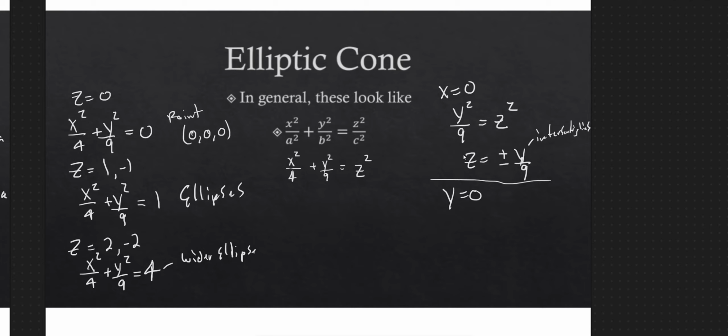That is the idea. So here we'll get x squared over 4 equal to z squared. I'll get a similar effect. z is equal to plus or minus 1/4 x. And again, that's intersecting lines. So instead of hyperbolas, we're getting intersecting lines. Let's take a look at what one of these things looks like.